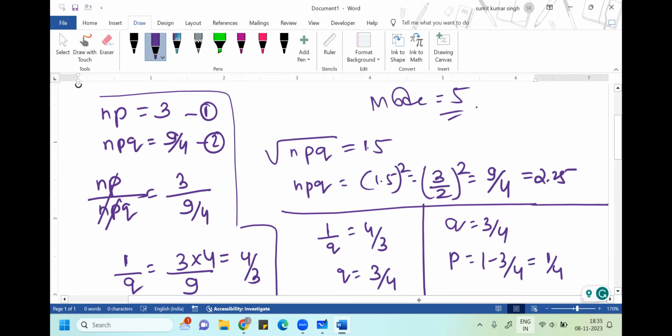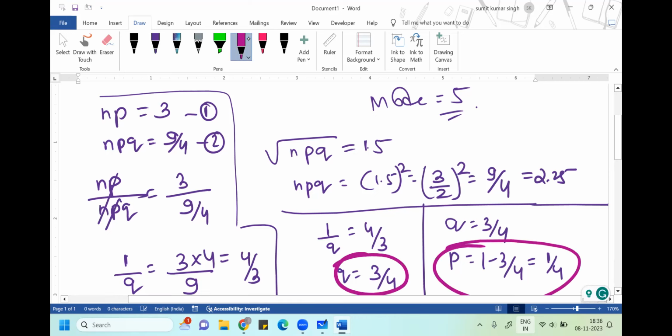So 2.25, I'm writing 9 by 4. Is that okay with you people? Because your basic math should also be good. I hope you know that 40 marks come from basic maths. So if you are not able to comprehend that 2.25 is 9 by 4, then there's an issue. So here you are getting p as 1 by 4. Here my p is 1 by 4 and my q is 3 by 4.